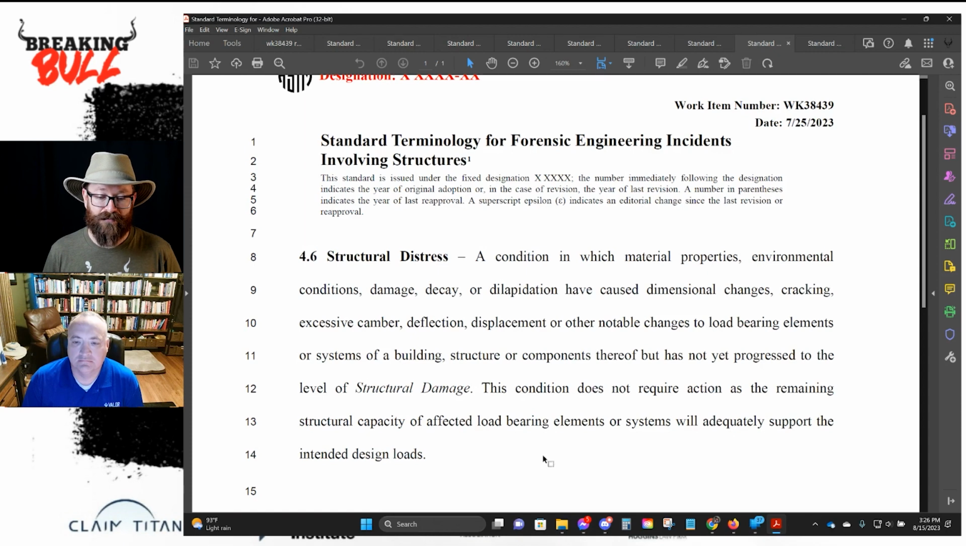Structural distress. This was the one definition that was most concerning to me, because I can see it being used either intentionally or unintentionally. I'm not going to go into the motivation behind it, to use it in a way that could lead to a conclusion of cosmetic damage or parrot that concept.